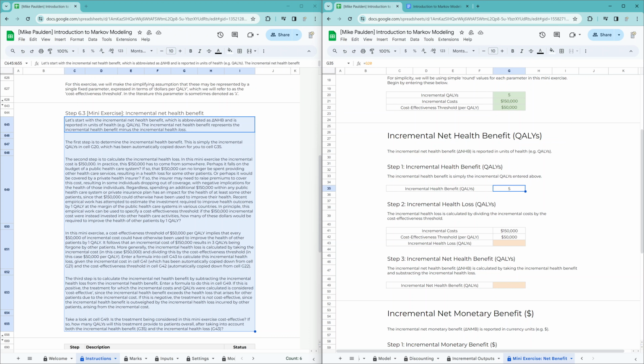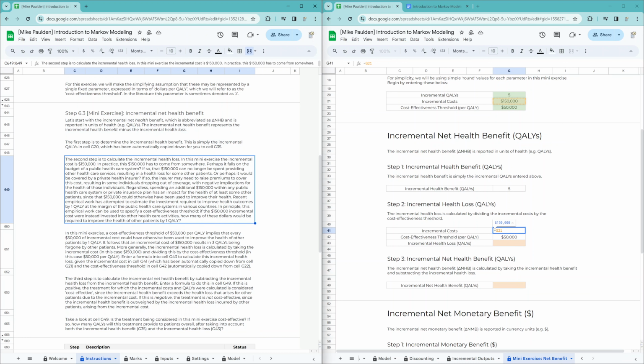When we're calculating incremental net health benefit, the difficult part is the second step. So what is the incremental health loss? And I'm going to let you read these long paragraphs explaining what the cost effectiveness threshold is and how you would go about calculating what that incremental health loss is. But all you need to know is that it is the incremental cost divided by the threshold. So let's enter that now. There we go. So $150,000 divided by $50,000 per QALY equals 3 QALYs. So the loss in health is 3 QALYs.